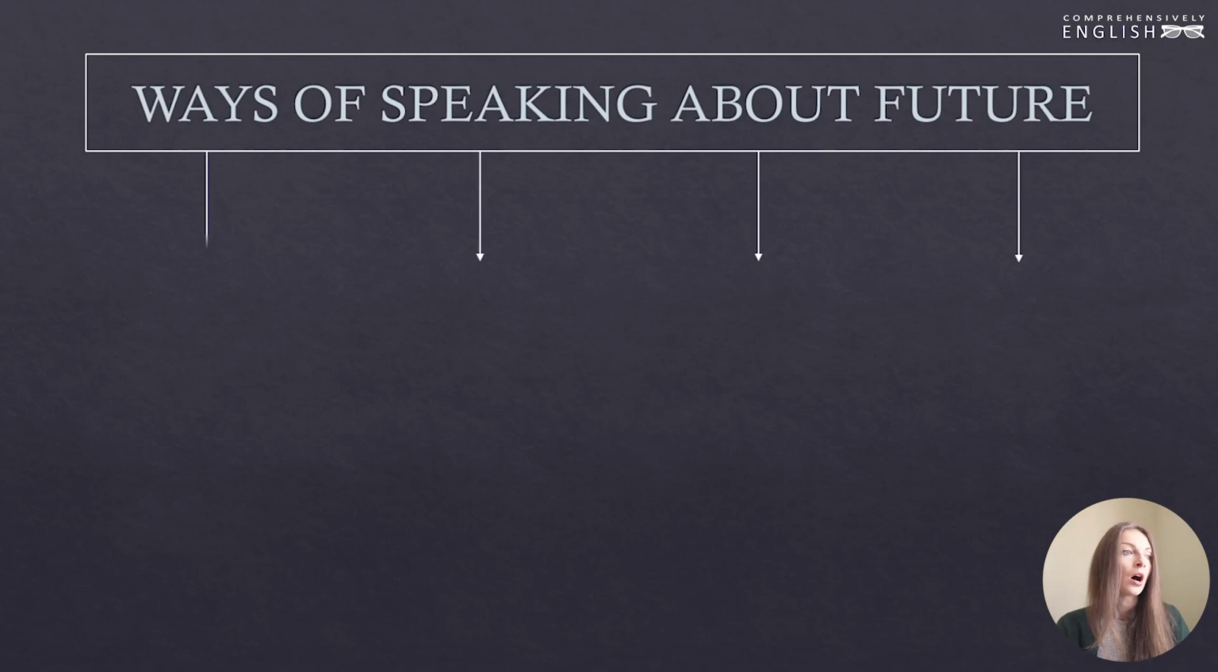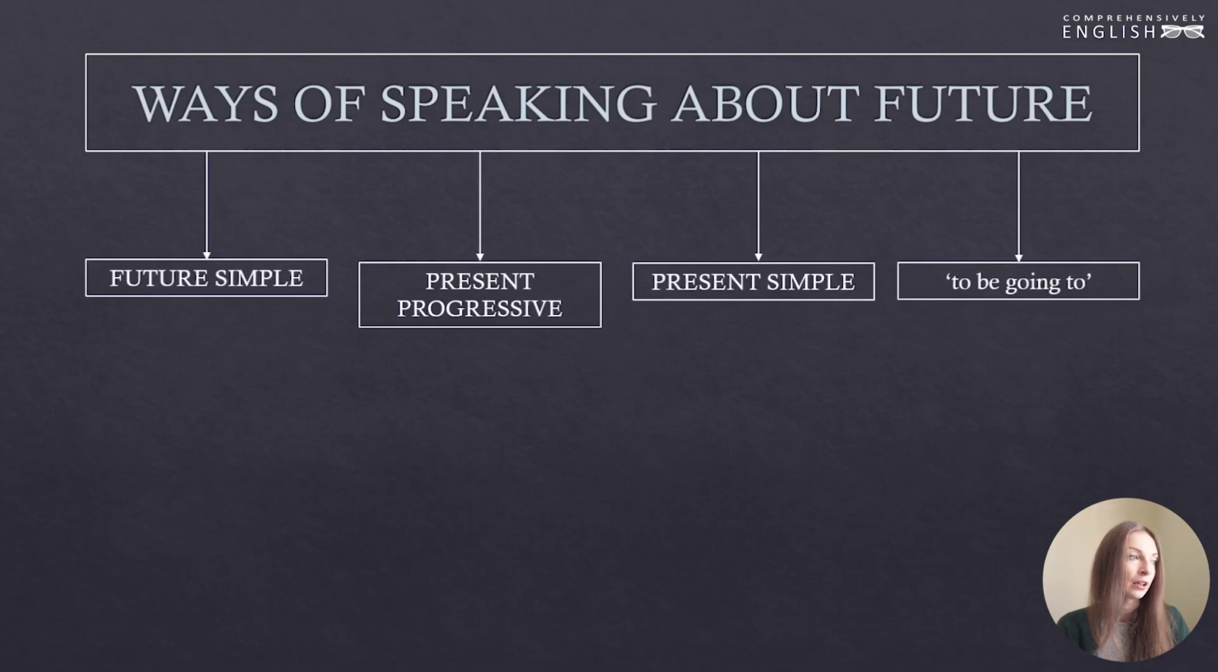Let's see. We can speak in the future simple, in the present progressive, in the present simple tenses, or with the help of the structure to be going to. To be going to is a periphrastic model, and I've recorded a separate video about the periphrastic models of the English language. Please follow the link down below if you're interested. Today we'll compare the structure to other ways we can speak about the future.